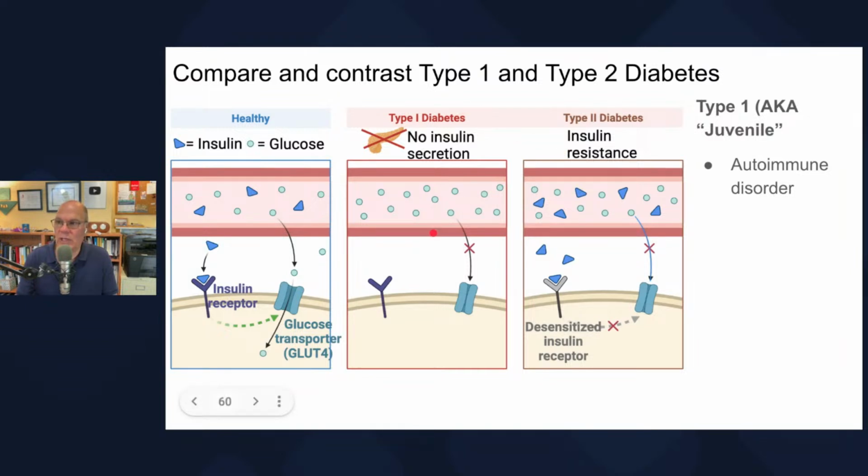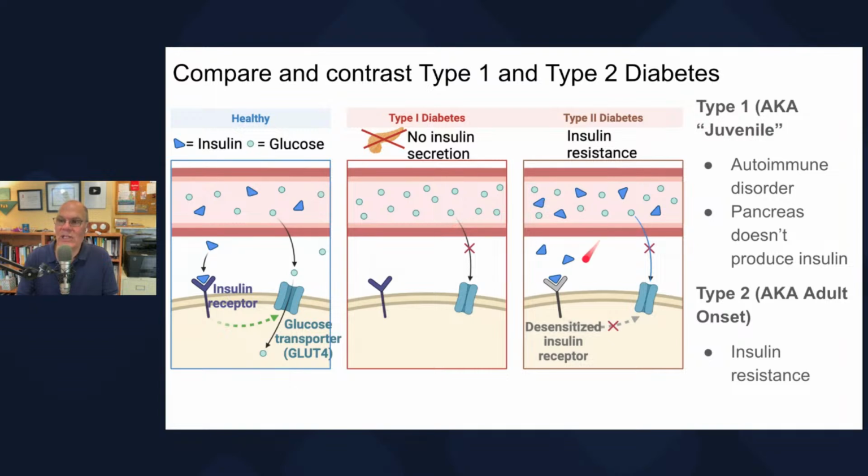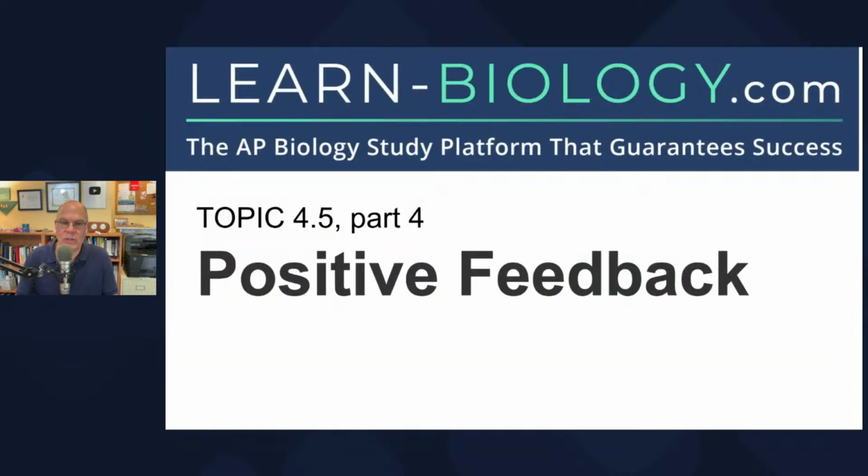You don't secrete insulin. And then type 2 diabetes, as we just said, you're insulin resistant. The insulin is produced, it binds with the insulin receptor, but there's no signaling cascade, and the GLUT4 channel never opens, so the glucose stays in the blood and in the tissues. That's it for diabetes and understanding blood sugar control.